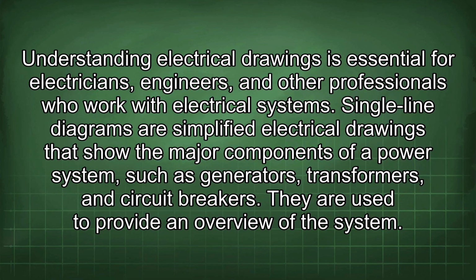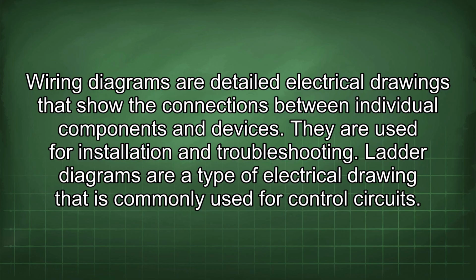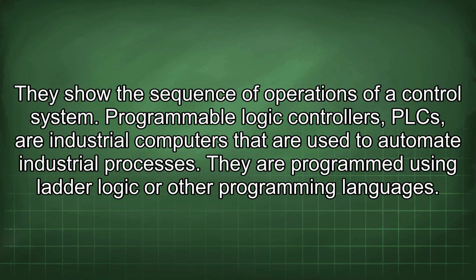Single-line diagrams are simplified electrical drawings that show the major components of a power system, such as generators, transformers, and circuit breakers. They are used to provide an overview of the system. Wiring diagrams are detailed electrical drawings that show the connections between individual components and devices. They are used for installation and troubleshooting. Ladder diagrams are a type of electrical drawing that is commonly used for control circuits. They show the sequence of operations of a control system.